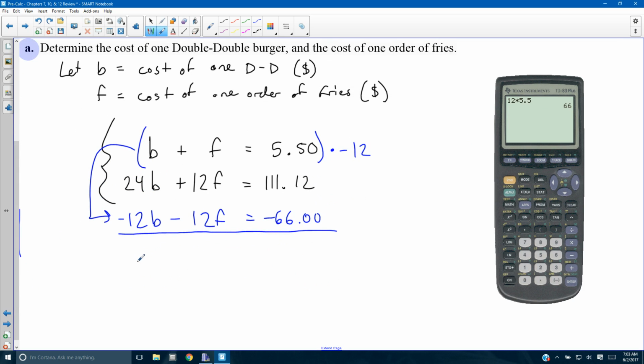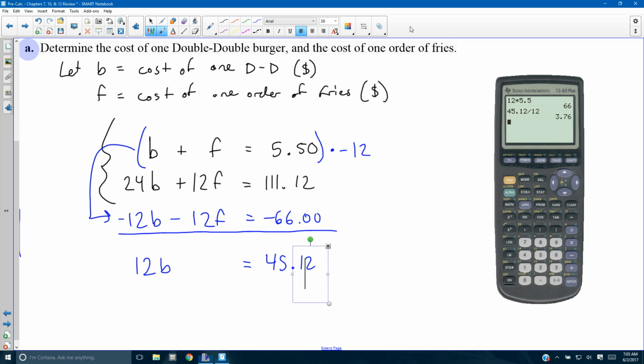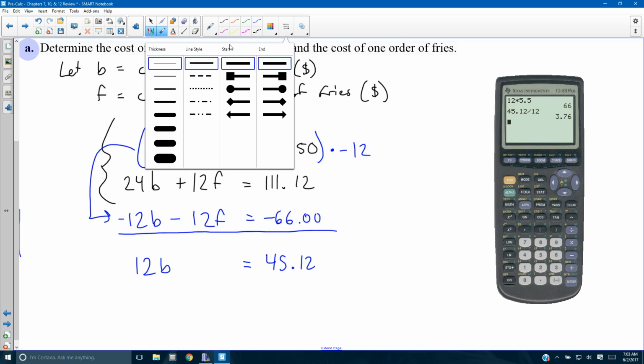People make mistakes. 12b equals, I better be able to do this, 1112 minus 66 here. That'll be $45.12. Okay, so you divide by 12 here. I will do that with the calculator. $45.12 divided by 12 will give us $3.76. 3.76 will be what B is equal to here. So here we go. B equals 3.76.